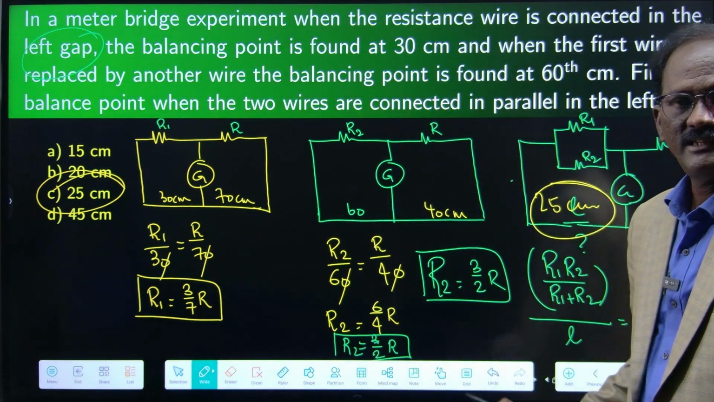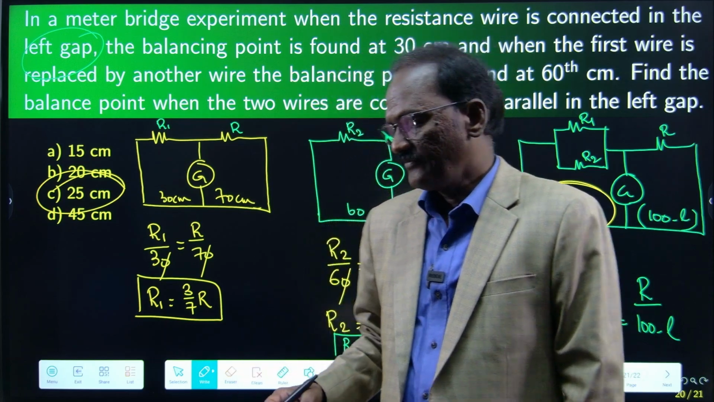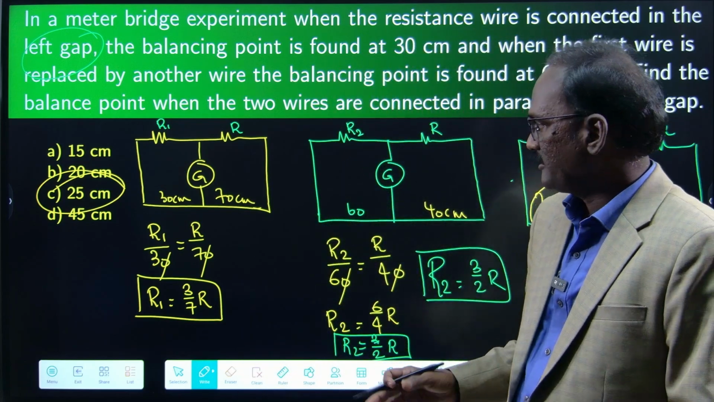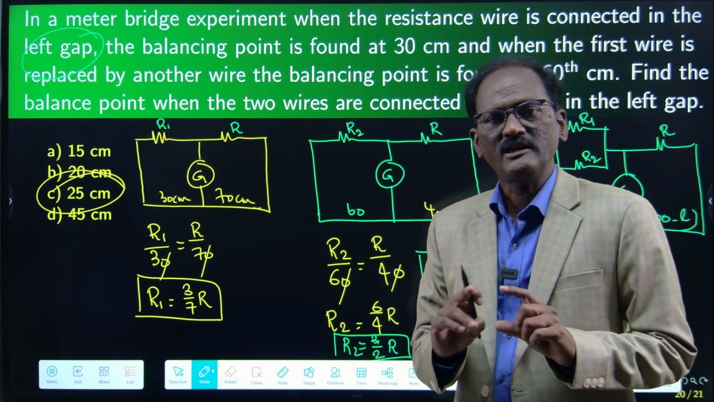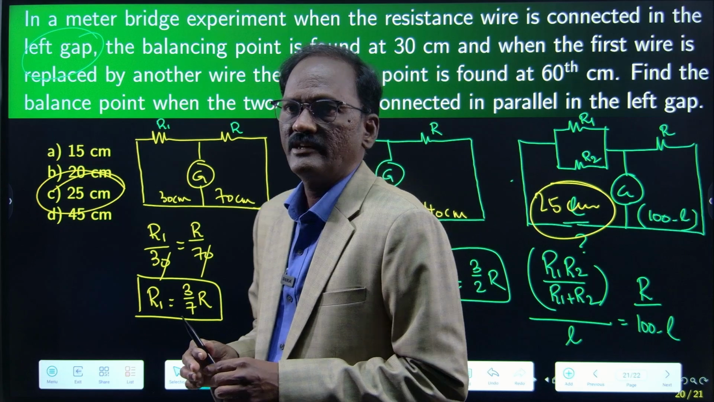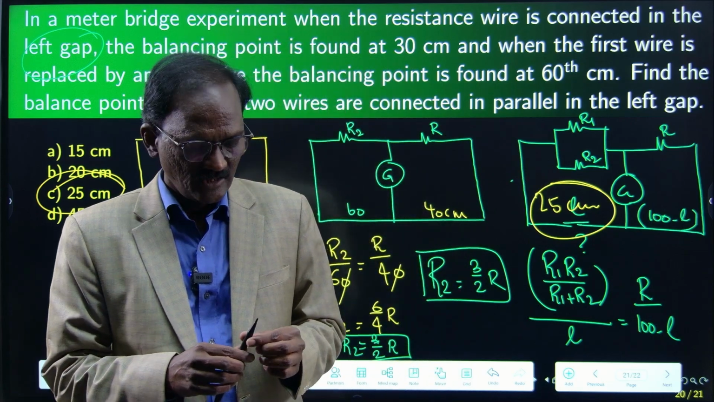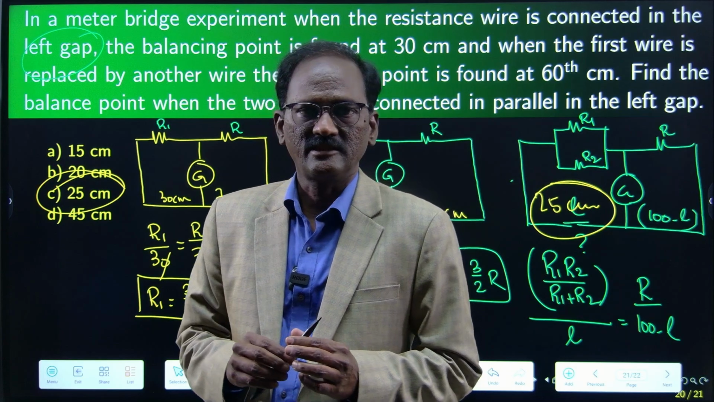Right guys, this is the end of our lecture. Try and solve many problems, again and again, any number of problems. Meter bridge is the easiest topic. Only one condition we are using: the ratio from the Wheatstone bridge that we have studied. Such an easy topic, you can score marks if any question comes in this area.